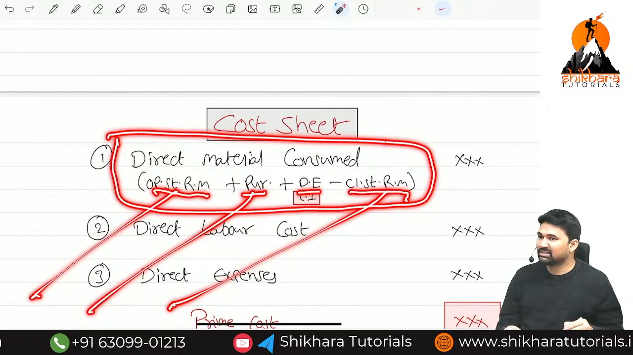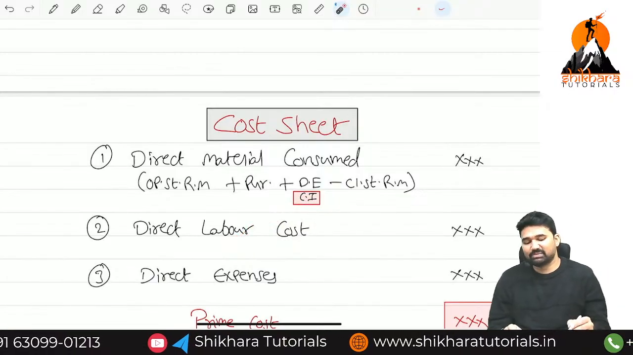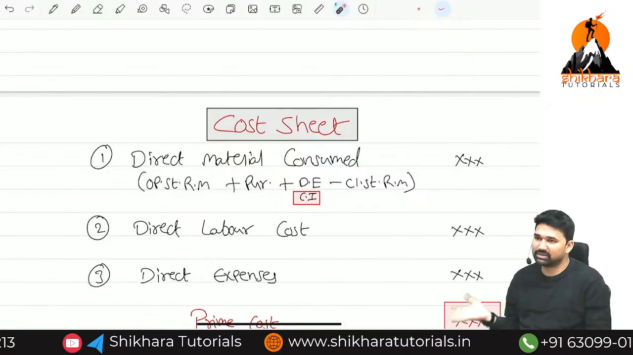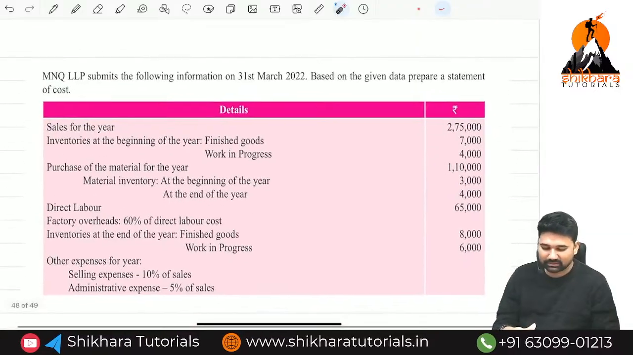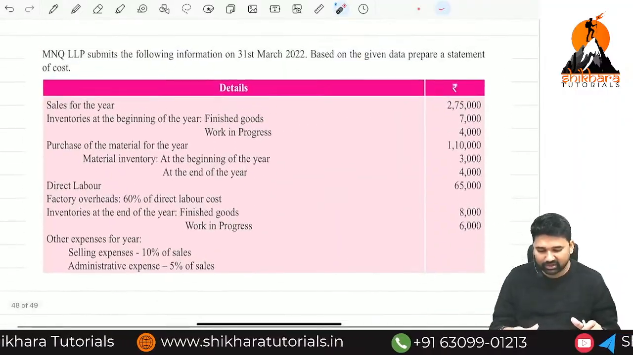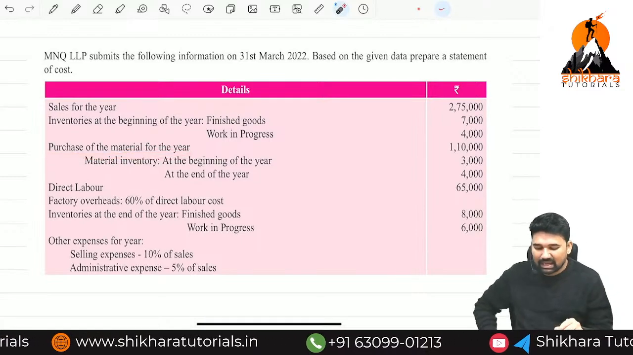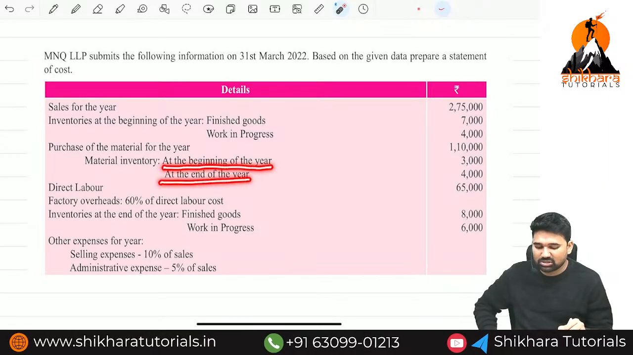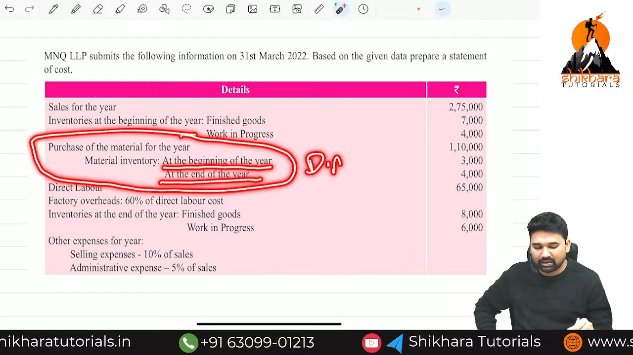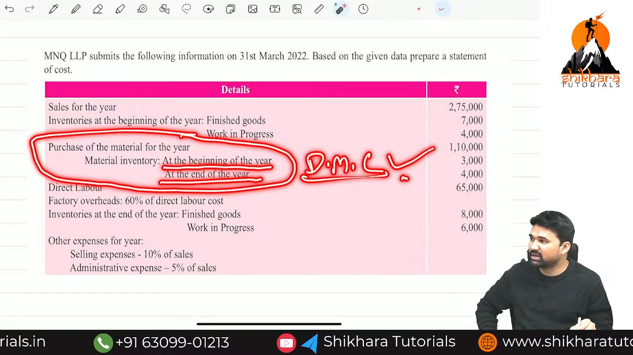Let's complete reading the problem, then we might find the direct expenses also. If there is no direct expense, we will simply ignore it. If the problem gives direct expenses, we use them; otherwise we ignore. Okay, next one. Listen. What have I now written? This is purchase of material, this is opening stock of material, and this is closing stock of material. By solving this equation, we will get the direct material consumed figure.